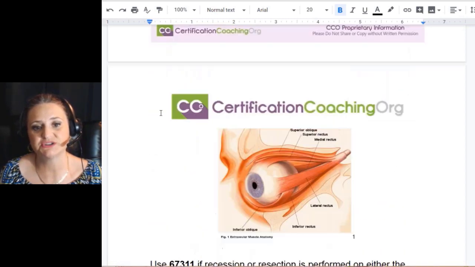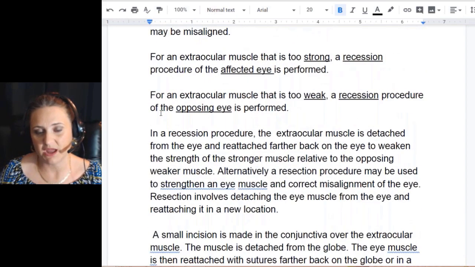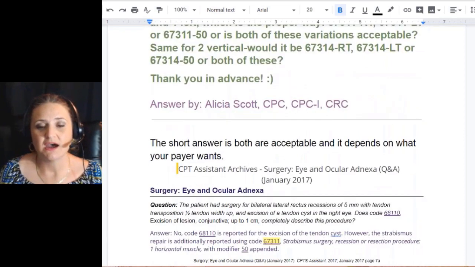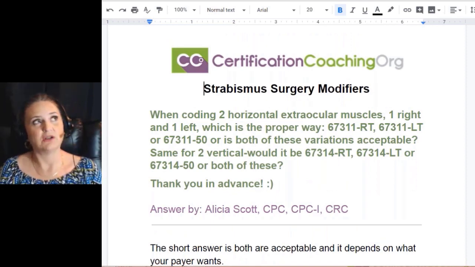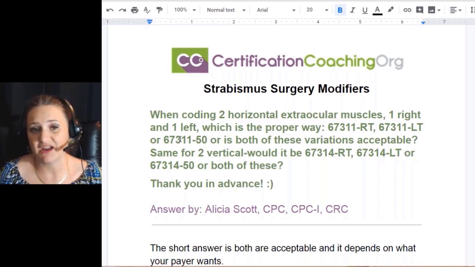So the answer to the question ultimately is yes. You can do it either way, but the payer is the one that's going to make that decision for you. Give them a shout out, send them an email. We used to call them, but we don't call anymore. We just send them an email and see which they prefer, or you can probably go online, but it's probably going to be modifier 50. It's just easier to do it that way.